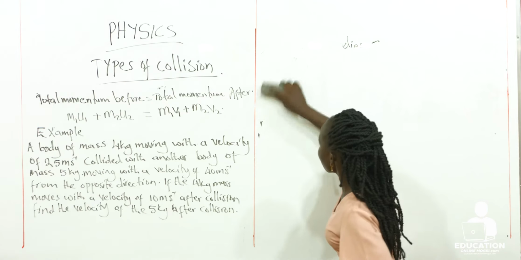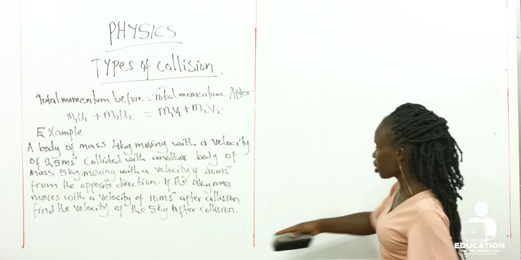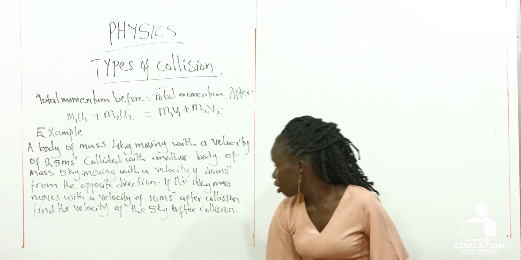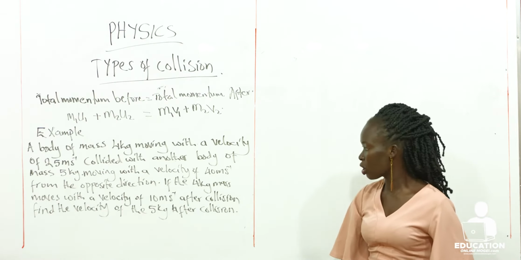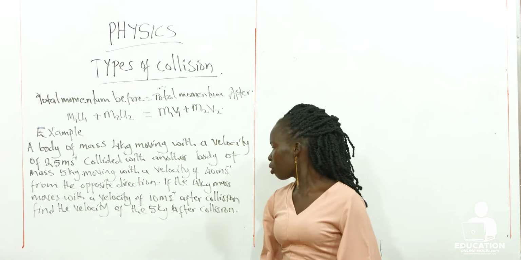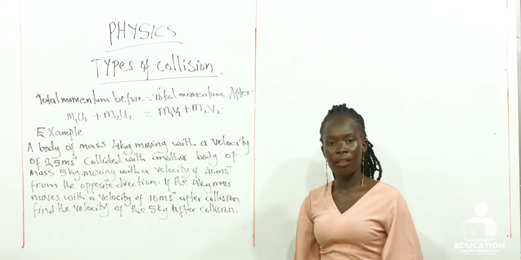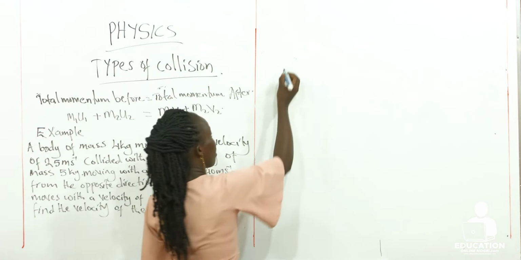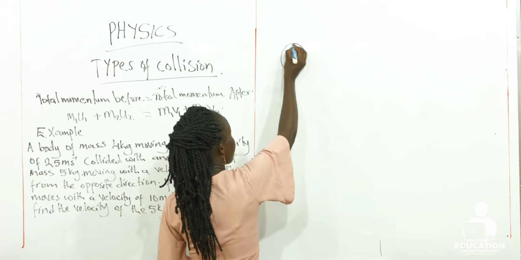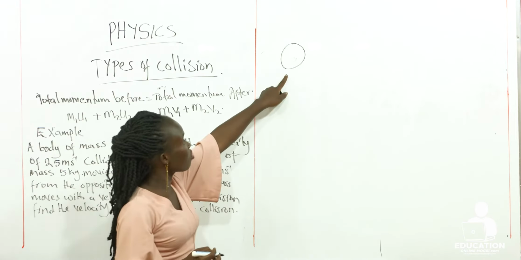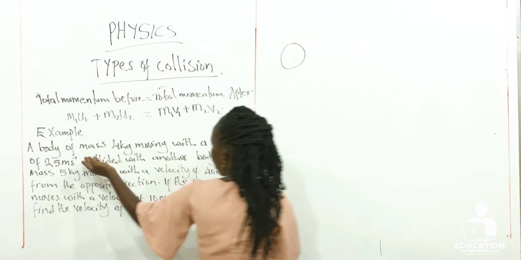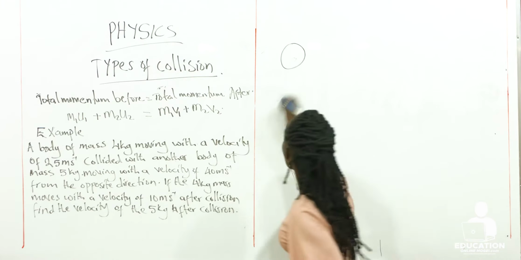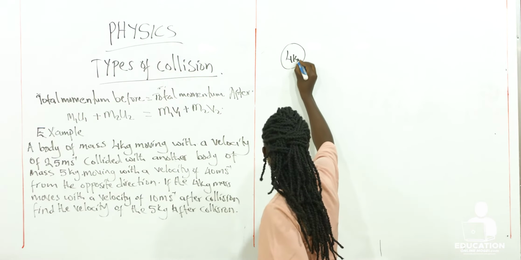But then this body is moving from the opposite direction. If the 4 kilogram mass moves with a velocity of 10 meters per second after collision, find the velocity of the 5 kilogram after the collision. So here they are saying we had two bodies. This is our body 1 here, and the mass of this body is 4 kilogram. So we have this body of 4 kilogram here.